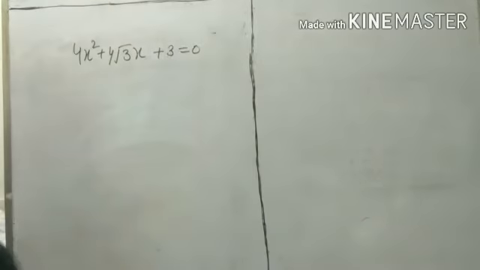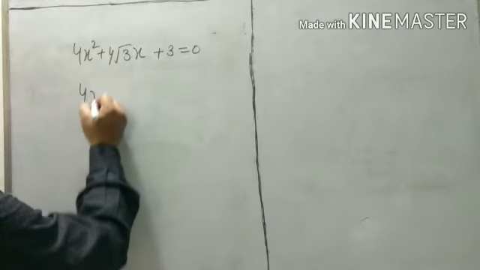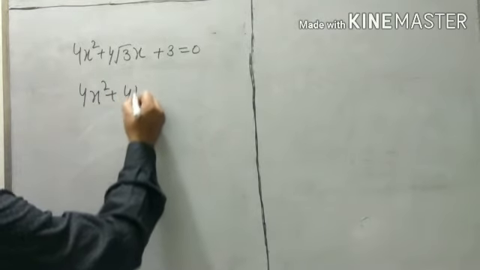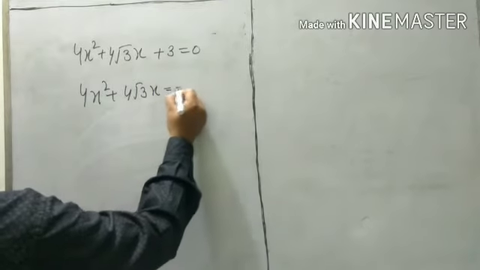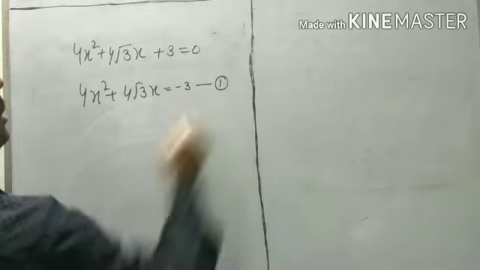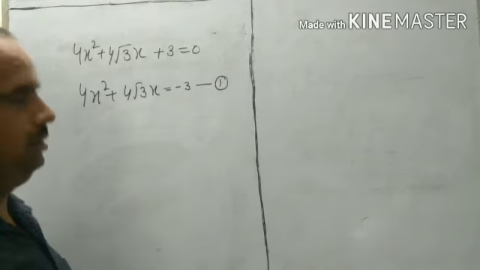This is the quadratic equation. What was our first step? We will transfer the constant to this side. Plus 3 will go to this side as a minus, and write it as equation number 1.